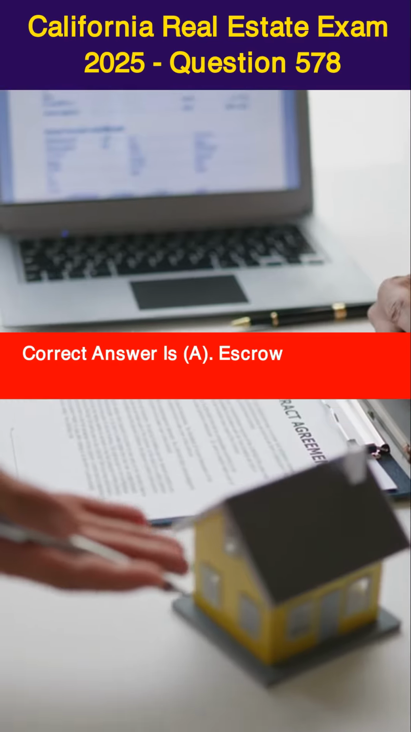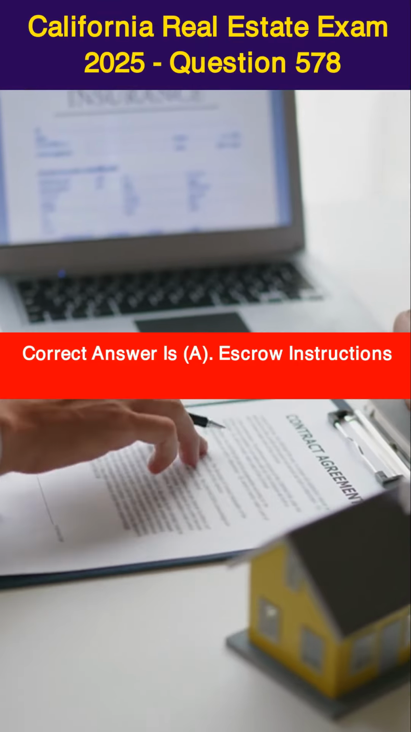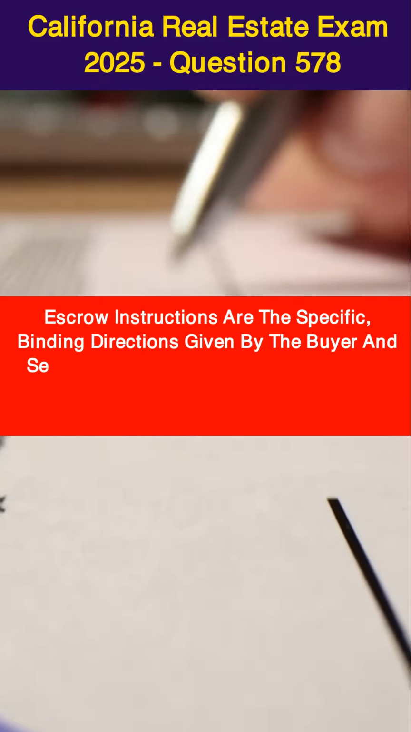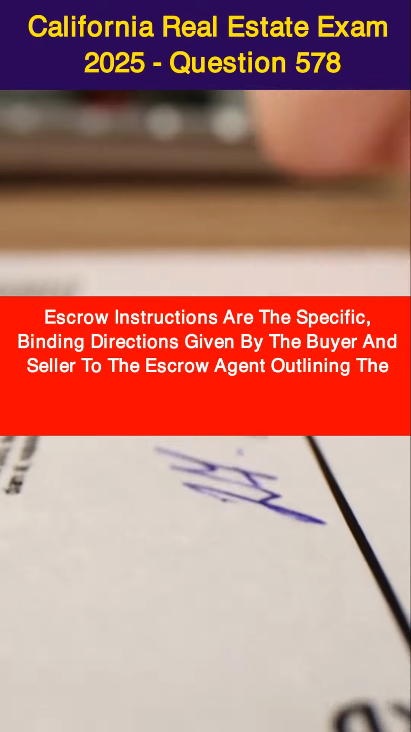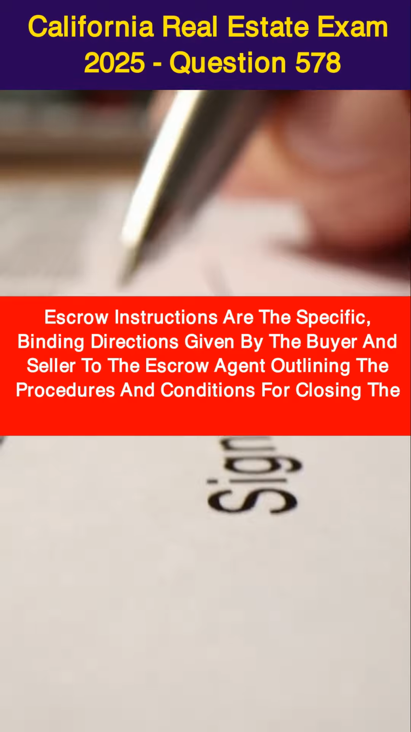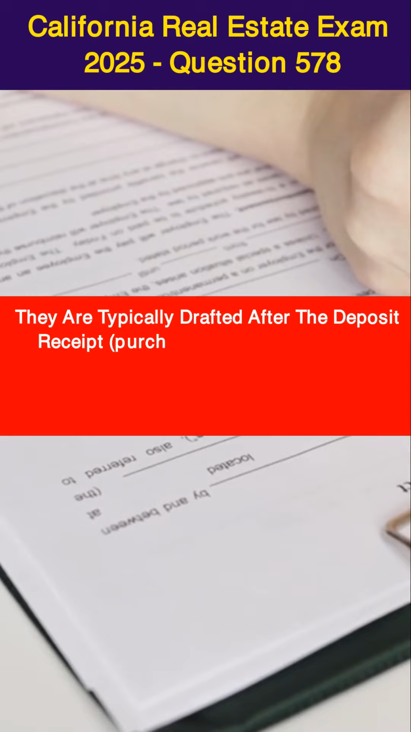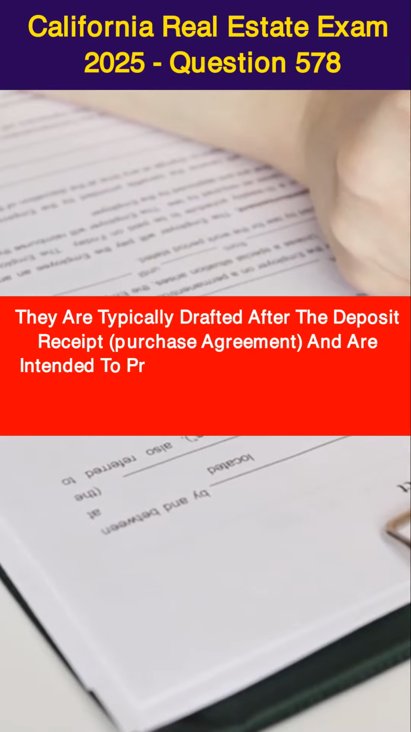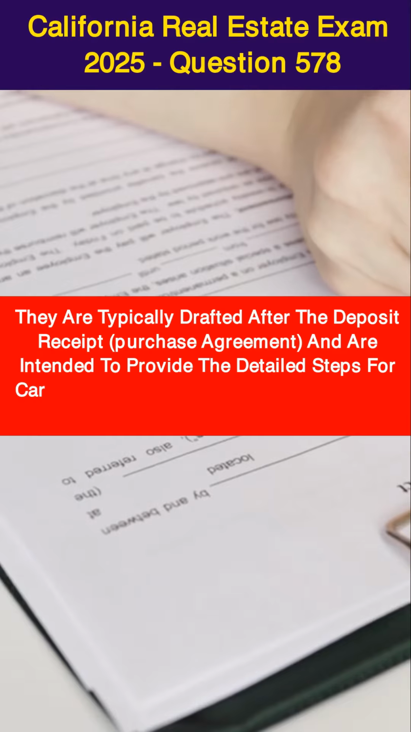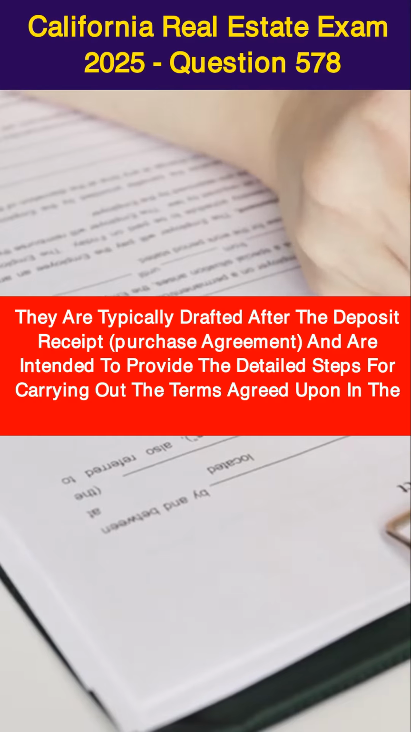Correct answer is A. Escrow instructions are to be followed. Escrow instructions are the specific, binding directions given by the buyer and seller to the escrow agent outlining the procedures and conditions for closing the transaction. They are typically drafted after the deposit receipt, purchase agreement, and are intended to provide the detailed steps for carrying out the terms agreed upon in the deposit receipt.